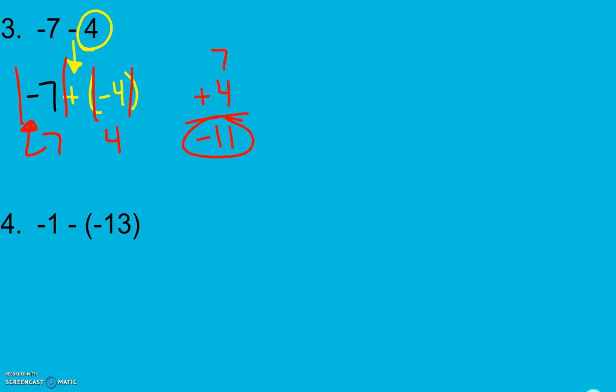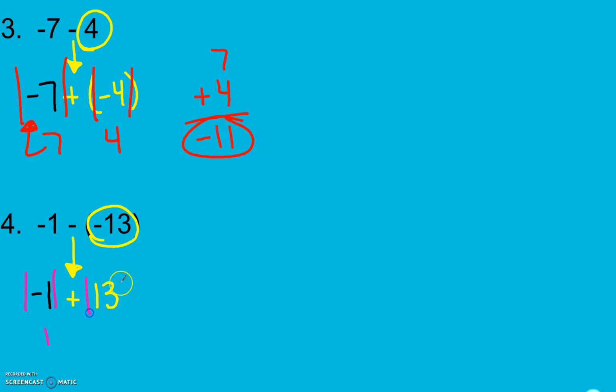And 4. Pause and give that a try. First thing I'm going to do is change from subtraction to adding the opposite of what follows. So instead of a negative 13, I'm going to have a positive 13, and we bring down that first value just as it's written. Now we can add.